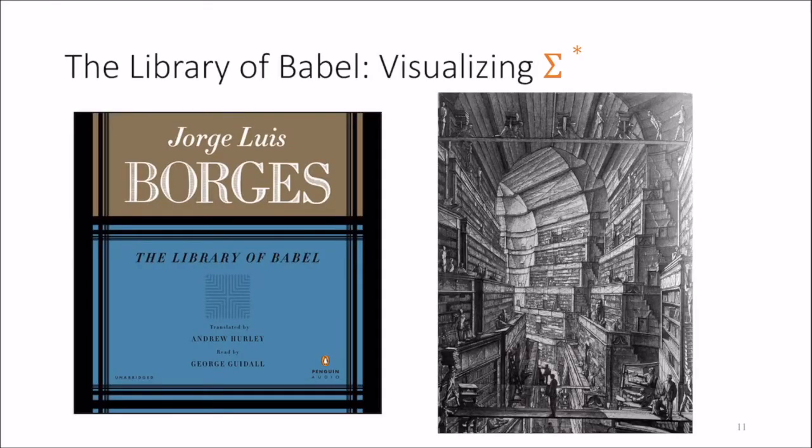In fact, there's a great short story by a famous Argentinian author called Jorge Luis Borges, called The Library of Babel. And he imagines exactly sigma star as this massive library in which every book that ever could be written exists. And people sort of wander the hallways trying to figure out which book is worth reading.